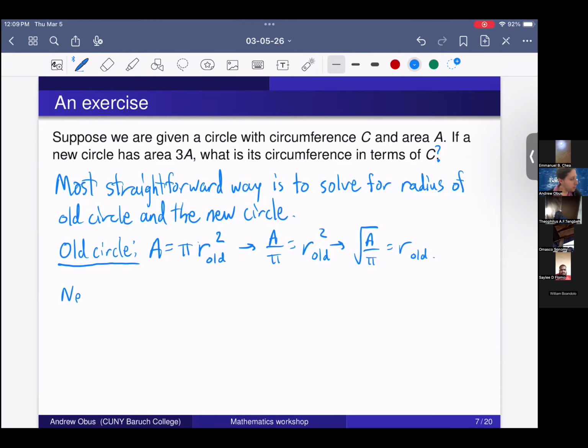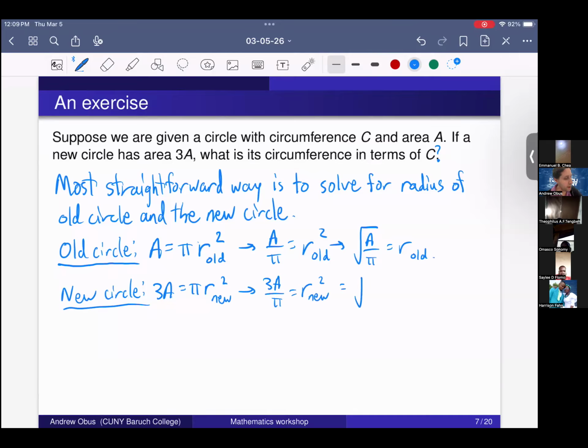New circle, well, now this one has area 3A, so this is equal to pi r sub new squared, which gives us that 3A over pi equals r sub new squared. And that gives us that the square root of 3A over pi is equal to r sub new. Okay?